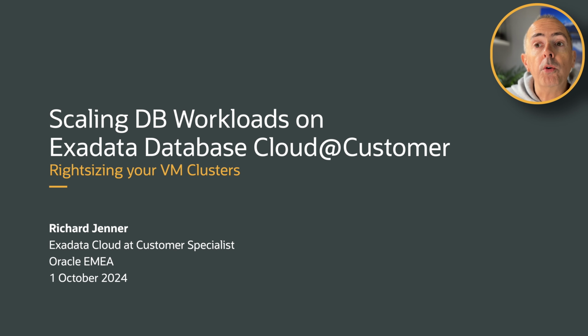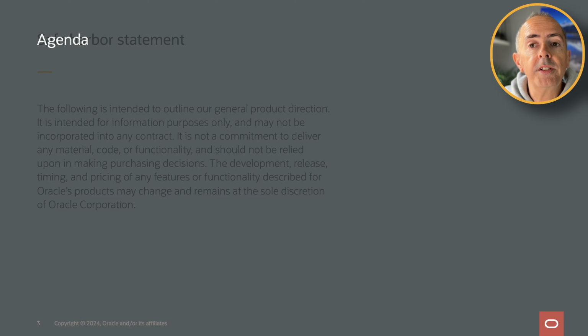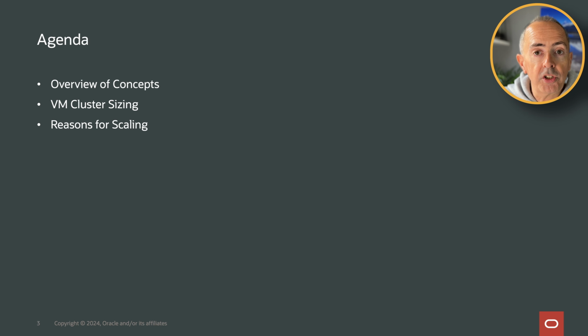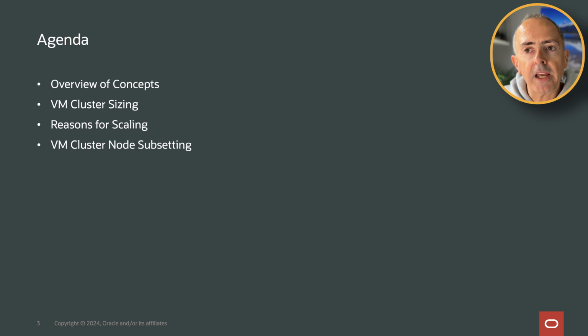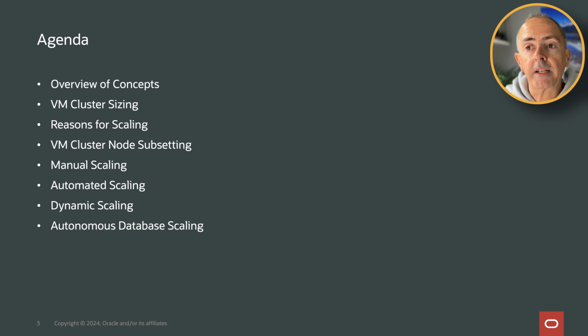Welcome to this video on scaling your database workloads on Exadata Database Cloud Customer. In this session, I'm going to cover a quick overview of some of the components and concepts. Then I'll cover how to size VM clusters and the reasons why you might want to change their sizes, talk about VM cluster node subsetting, and then go into the various ways we can scale, covering manual, automated, and dynamic scaling. And then finally a section on autonomous database scaling.